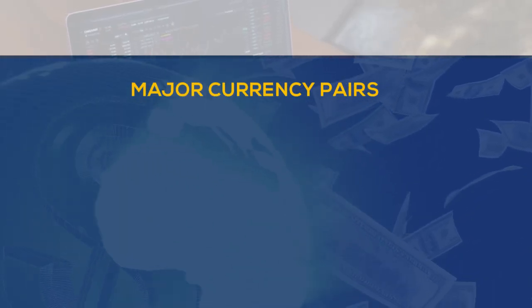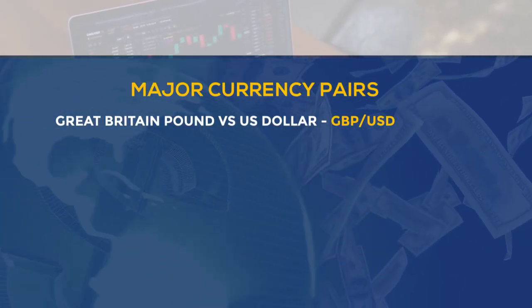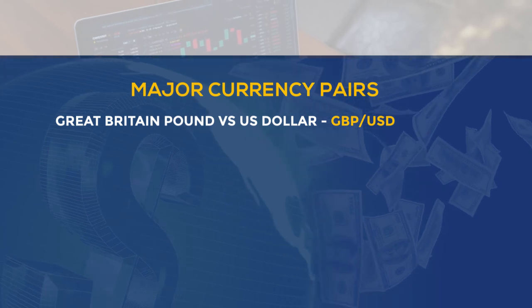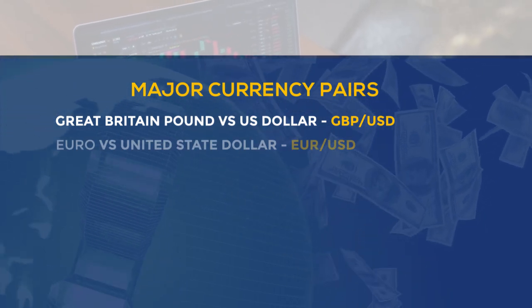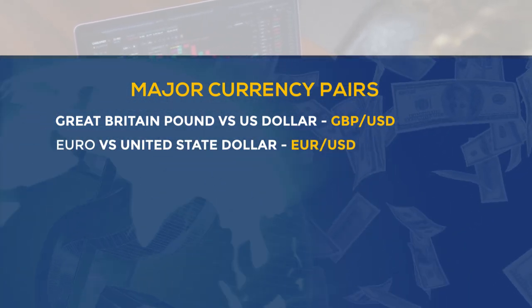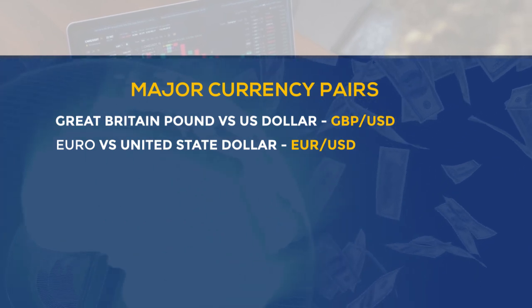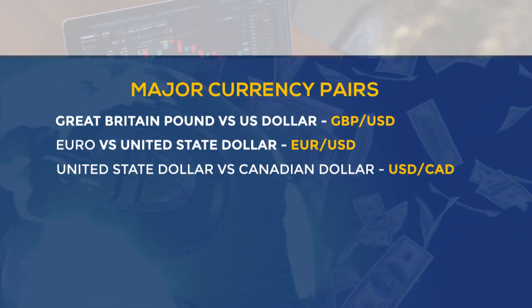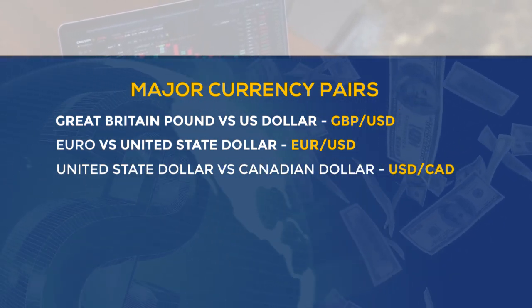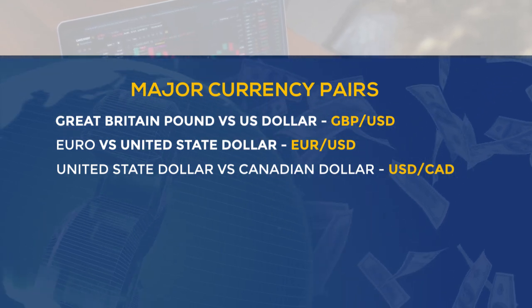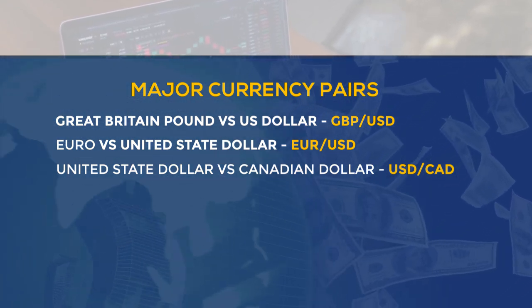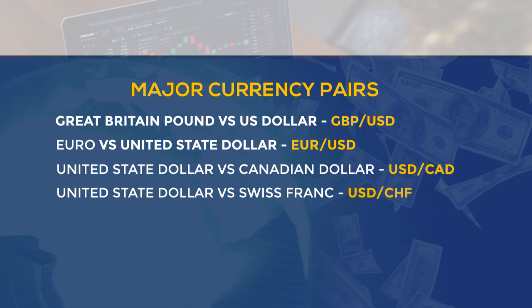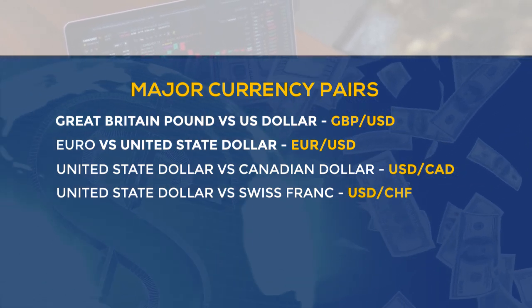Major currencies are currency pairs that are the most highly traded in the forex market. These include the Great Britain pound versus the US dollar, represented by GBP USD. We have the euro versus the US dollar, represented by EUR USD. We also have the US dollar versus the Canadian dollar, USD CAD, and the US dollar and the Swiss franc, USD CHF.